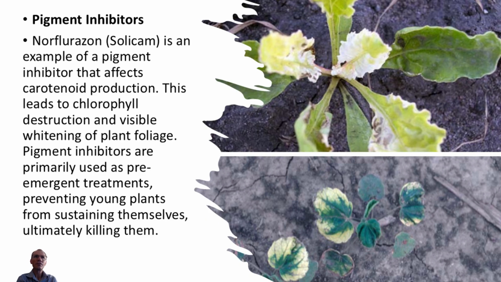Pigment inhibitors. Norflurazon, Solicam, is an example of a pigment inhibitor that affects carotenoid production. This leads to chlorophyll destruction and visible whitening of plant foliage. Pigment inhibitors are primarily used as pre-emergent treatments, preventing young plants from sustaining themselves, ultimately killing them.